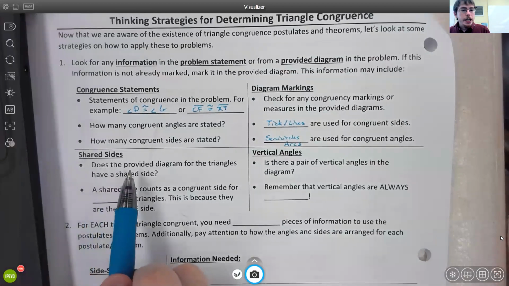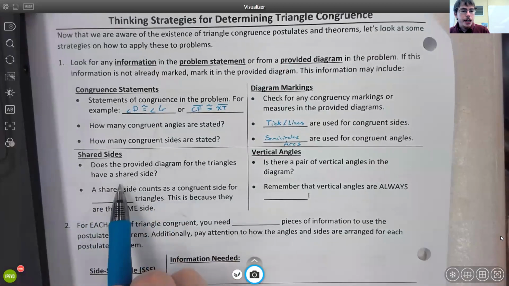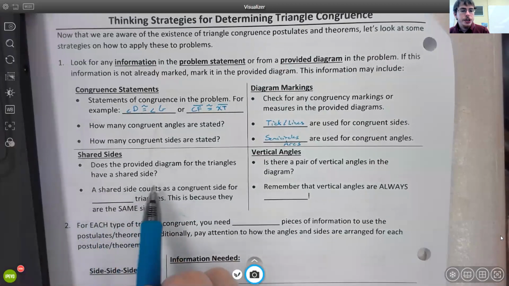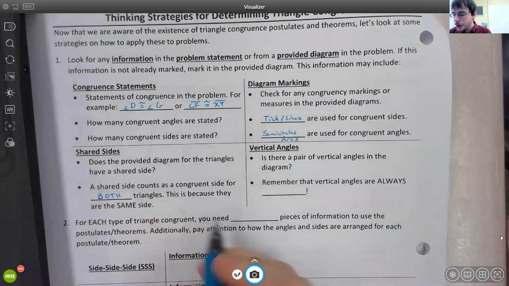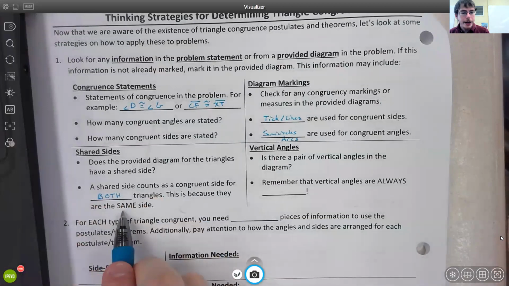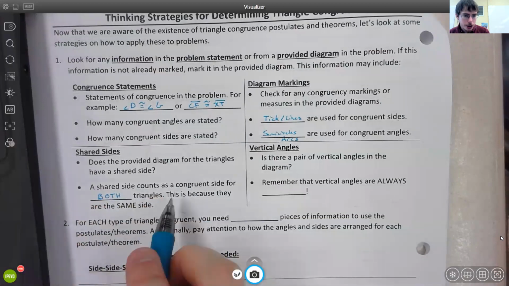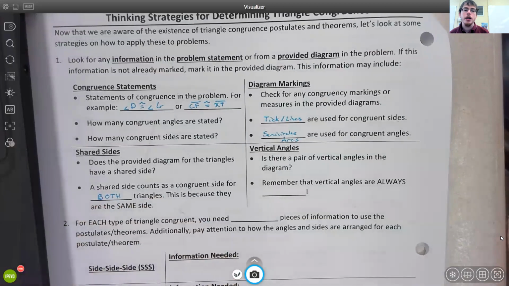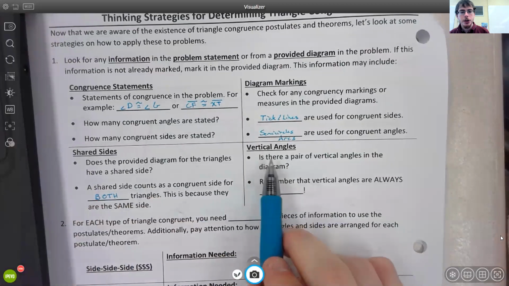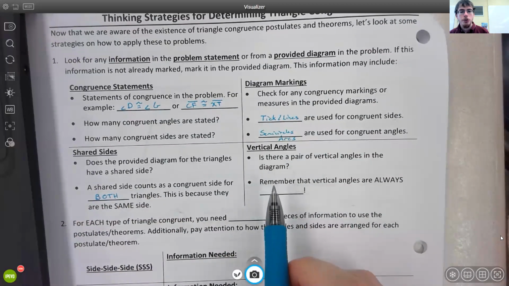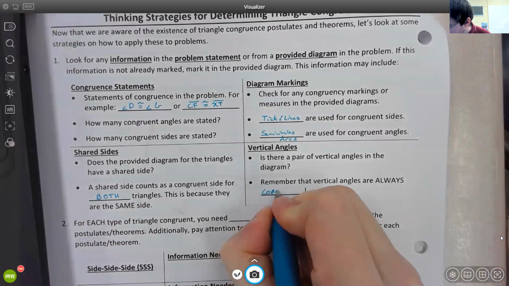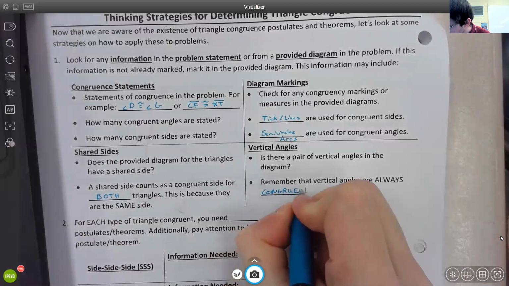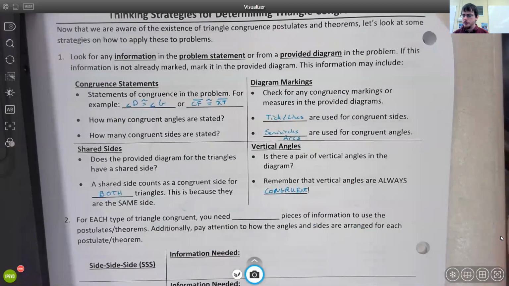Shared sides. Does the provided diagram for the triangles have a shared side? A shared side counts as a congruent side for both triangles. This is because they are the same side. They are the same side, okay? So they're congruent. It counts for both of them. And then, of course, vertical angles. Is there a pair of vertical angles in the diagram? Remember that vertical angles are always congruent.